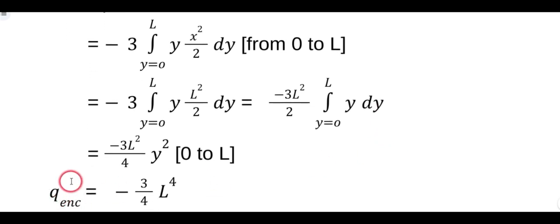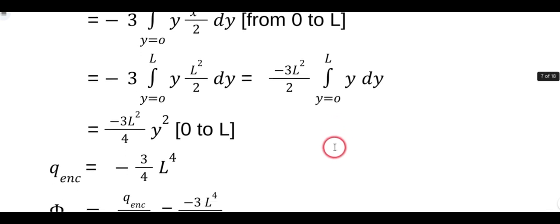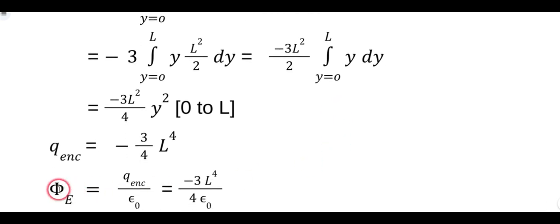The total enclosed charge is equal to negative 3/4 of L to the fourth. But that's not what he asked for. He asked for the total flux. So you just divide that by the permittivity, and this is the answer.